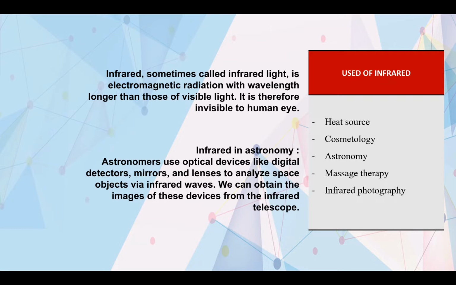An example for astronomy is that astronomers use optical devices like digital detectors, mirrors, and lenses to analyze space objects via infrared waves. We can obtain the image from this device, the infrared telescope.